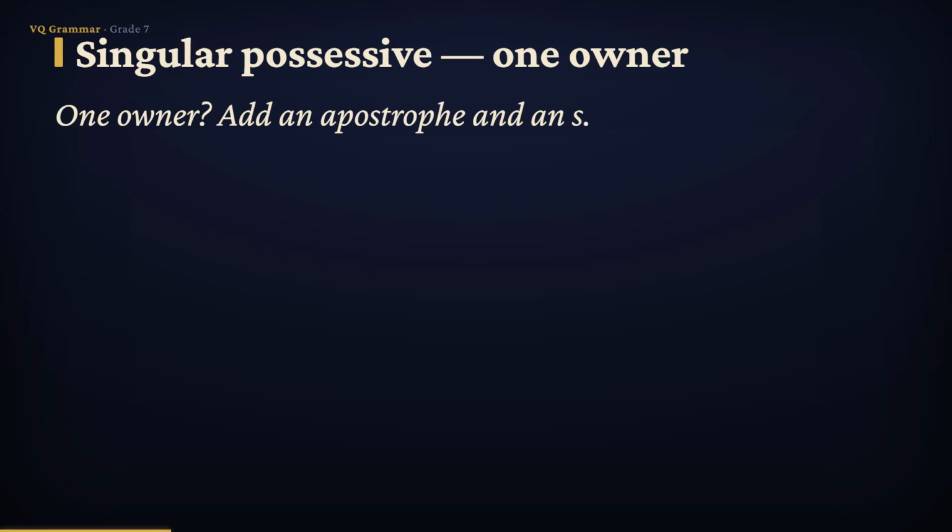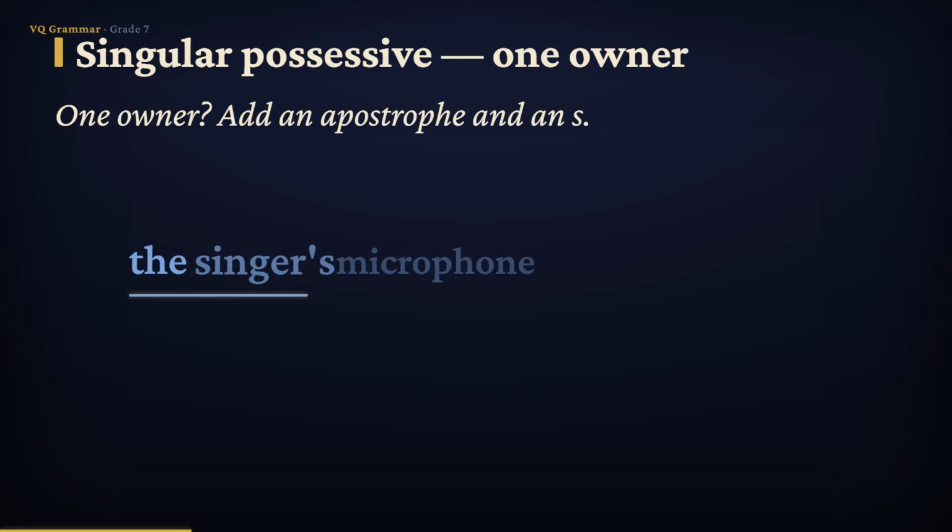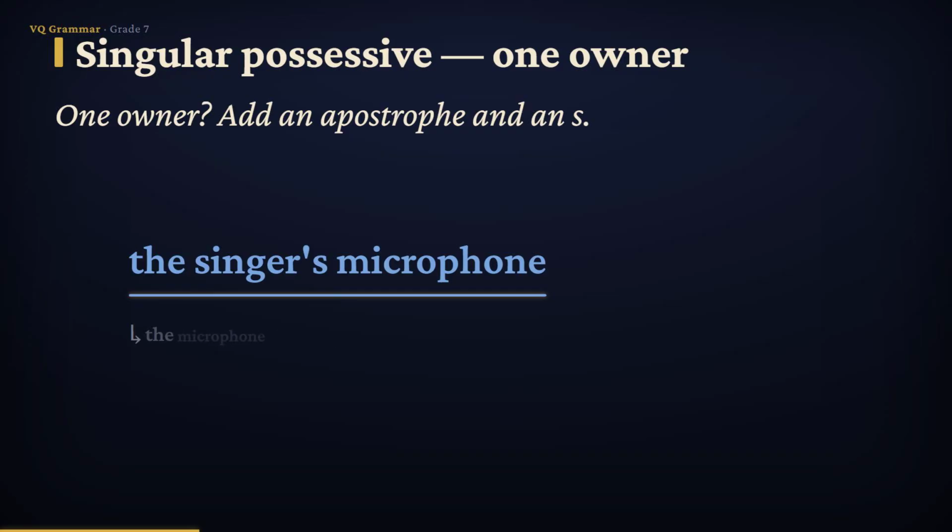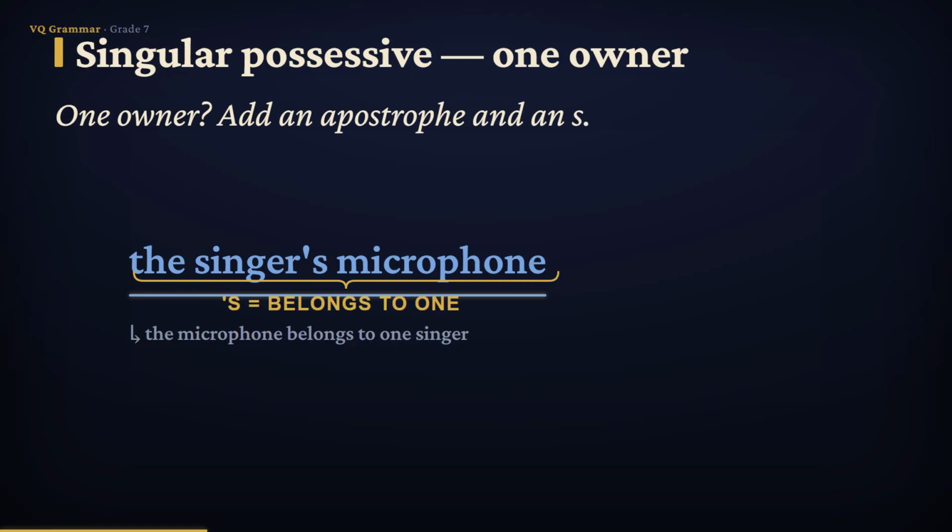Now the possessive, the form that shows ownership. When just one person or thing owns something, you add an apostrophe and then an S. Look here, the singer's microphone. That little apostrophe S tells you the microphone belongs to one singer. The apostrophe comes first, then the S. So whenever a single owner possesses something, reach for apostrophe S. One owner, add apostrophe S.